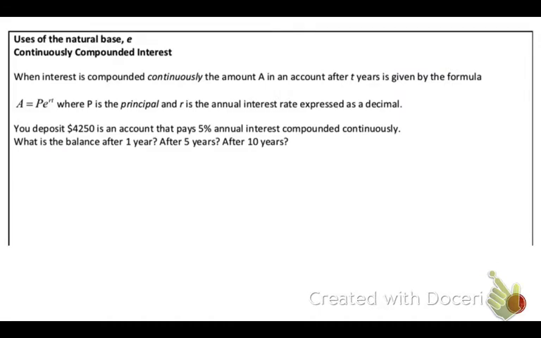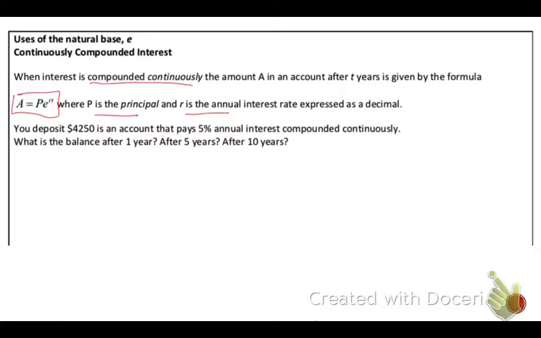So when interest is compounded continuously, then the amount A in an account after so many years is given by this formula and involves the base e. A equals P times the natural base e raised to the r times t, where P is the principal, r is the annual interest rate as a decimal, and t is the number of years. So you will know to use this formula rather than the formula for interest that's compounded periodically that we learned prior to this one, because you'll see the phrase compounded continuously. That's when you use the base e.